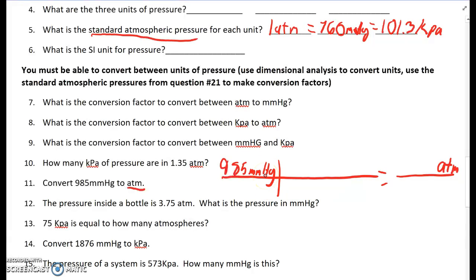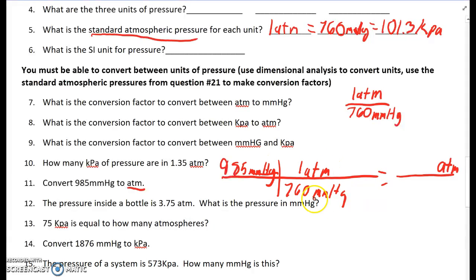Okay, so now I just need a conversion factor that gets me from millimeters of mercury to atmospheres. So again, I'm going to look up here at my standard pressures, and I see that 1 atmosphere is equal to 760 millimeters of mercury. So there's my conversion factor, and in this case, I'm just going to plug it in the way that it is. Millimeters of mercury is up here. I want millimeters of mercury down here, so I can plug that in. 760 mmHg is equal to 1 atmosphere.